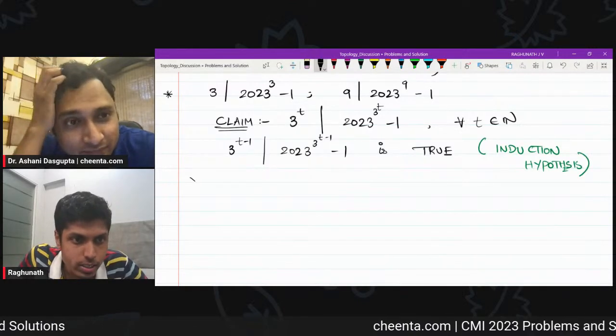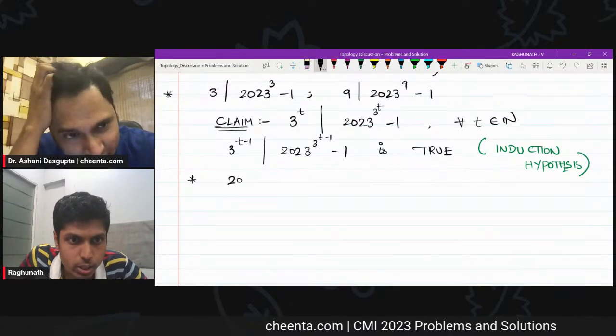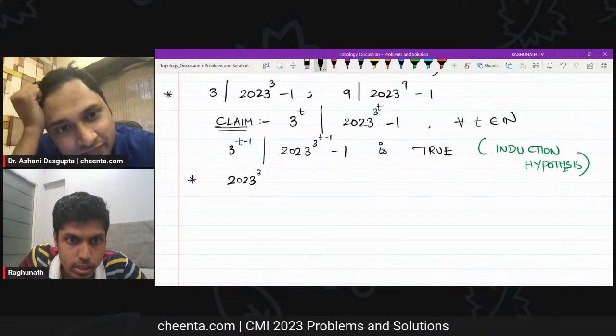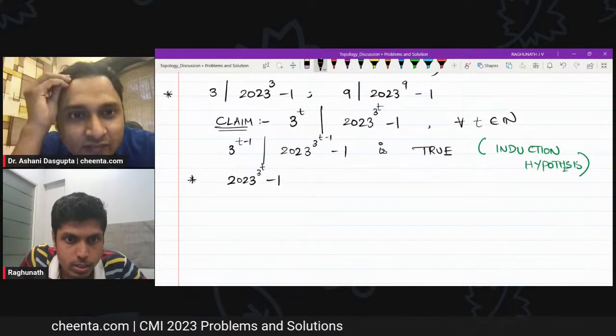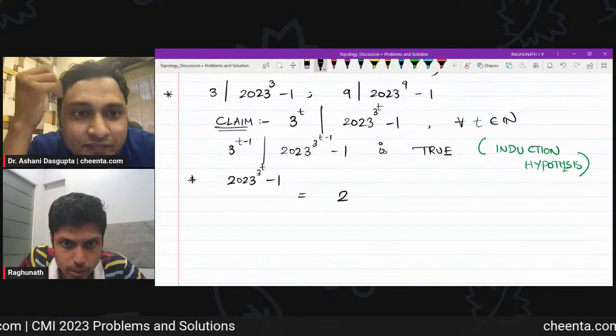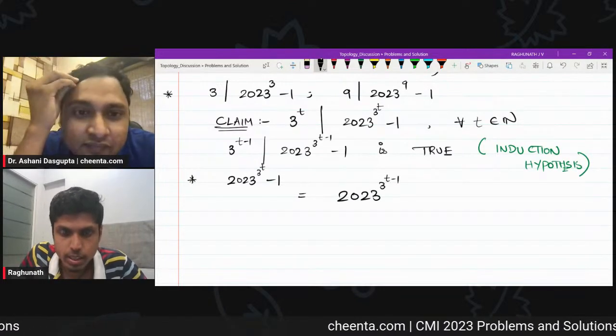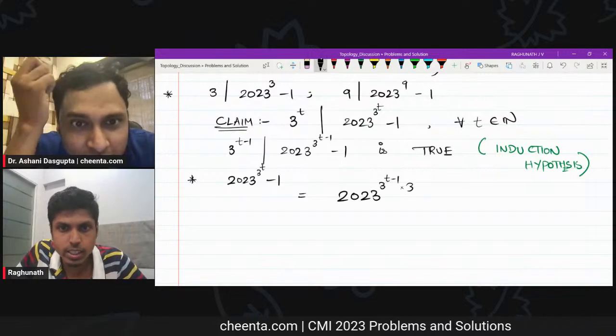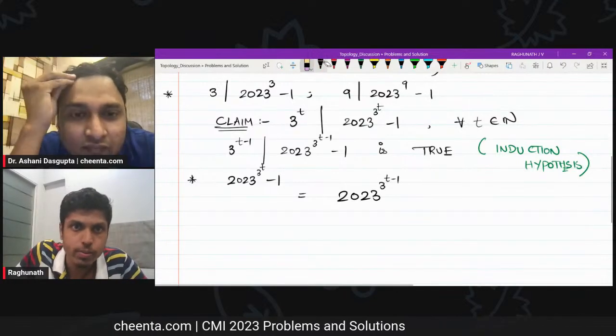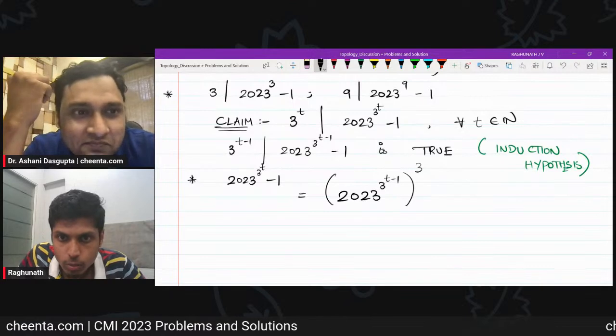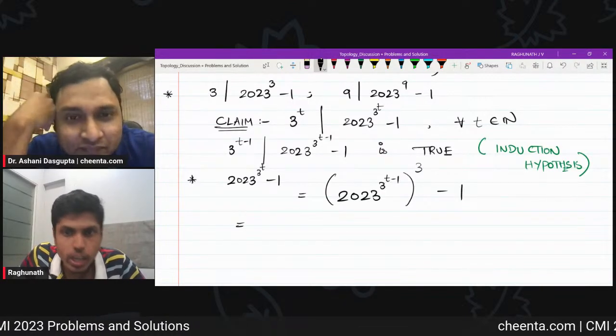Now let us consider the number 2023 power 3 power t minus 1. This is nothing but 2023 power 3 power t minus 1, into 3. And this into 3 can be written as a whole cube, the whole minus 1. Now we know a cube minus b cube.